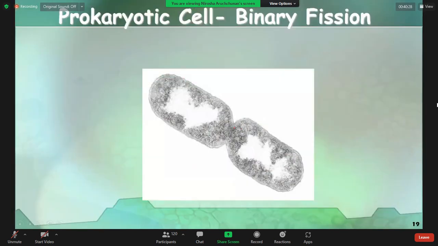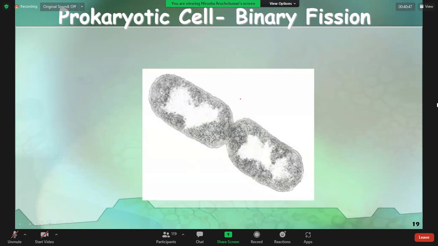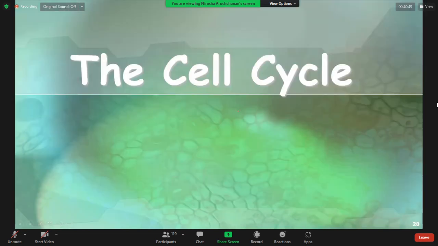Do you see this animation? I think this animation is not working. I have put one animation here for the explanation of binary fission. Right? Then we will move into the cell cycle.